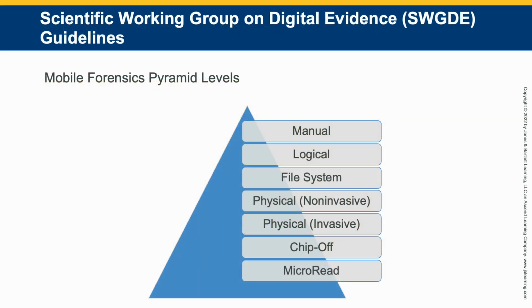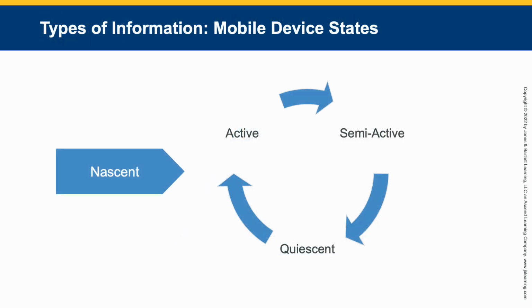Scientific Working Group on Digital Evidence guidelines describe the Mobile Forensics Pyramid: manual, logical, file system, physical non-invasive, physical invasive, chip-off, and micro-read. Nascent, active, semi-active, and quiescent are technically the types of mobile device states.